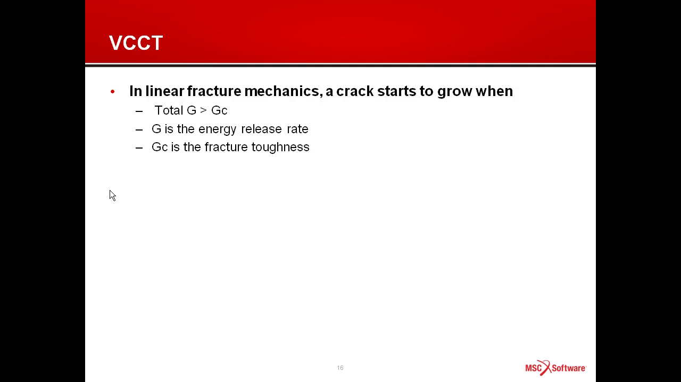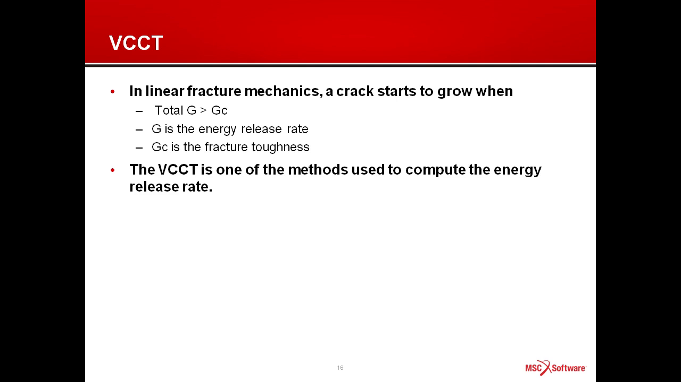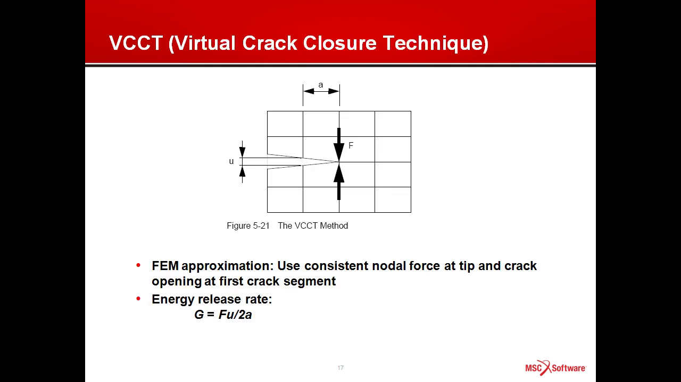In linear fracture mechanics, a crack will start to grow when G is greater than GC. G is the strain energy release rate, and GC is the interlaminar fracture toughness. There are a number of ways to calculate the strain energy release rate. VCCT is one of the methods, and we have implemented this method in MSC software. Let's look at how VCCT works quickly.